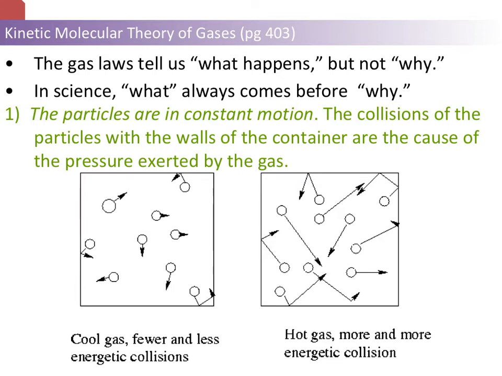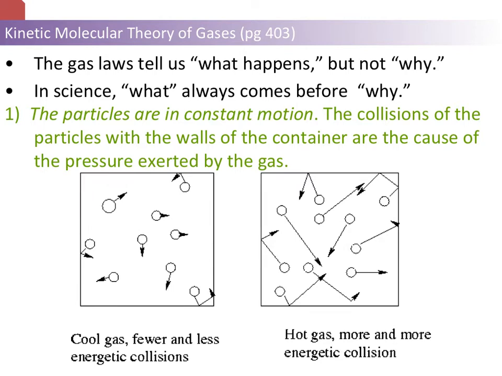on the microscopic level. In science, what always comes before why, but the why in AP chemistry is just as important. And so we're going to talk about the kinetic molecular theory of gases, or basically a couple of statements to describe the behavior of gases, specifically the ideal gas. But like I mentioned, we're going to deviate a little bit and talk about how real gases compare to ideal gas. You can find this information in the reading on page 403 in your textbook.